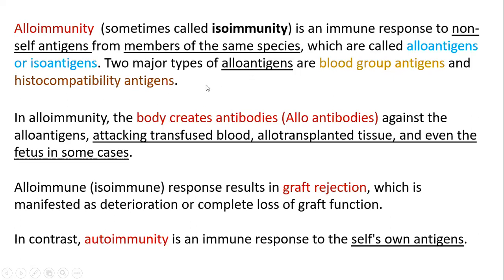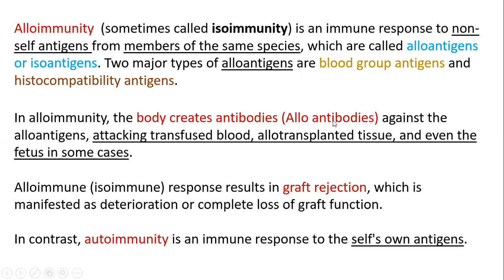MHC molecules coming from a foreign source are also non-self antigens. A response elicited to these non-self antigens is called alloimmune response or alloimmunity. In transplant rejection, there are many pathways involved, but one concept of alloimmunity specifically is that, coming onto alloantigens, the body can create specific antibodies to these antigens, called alloantibodies.